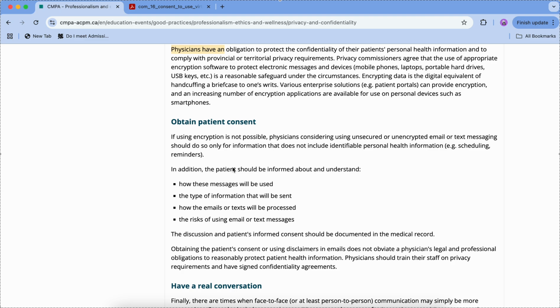Obtaining the patient's consent or using a disclaimer in the email does not obviate a physician's legal and professional obligations to reasonably protect patients' health information. Physicians should train their staff on privacy requirements and have signed confidentiality agreements.